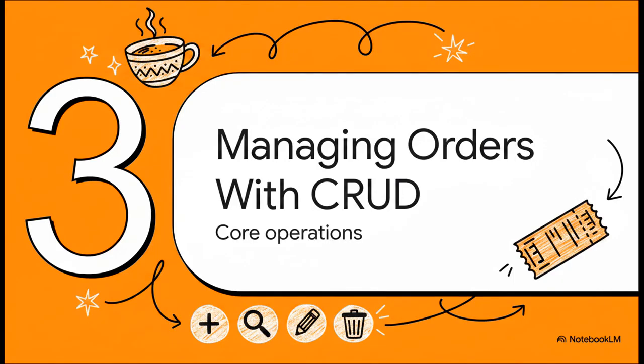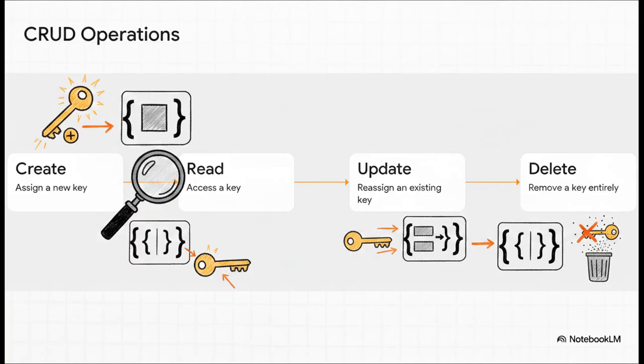Section 3. Managing orders with CRUD. To build the core operations of our chai shop application, we rely on 4 fundamental steps, commonly known as CRUD. We need to be able to create by assigning a new key, read by accessing that key, update by reassigning an existing key to a new value, and finally, delete by removing a key entirely from the system.